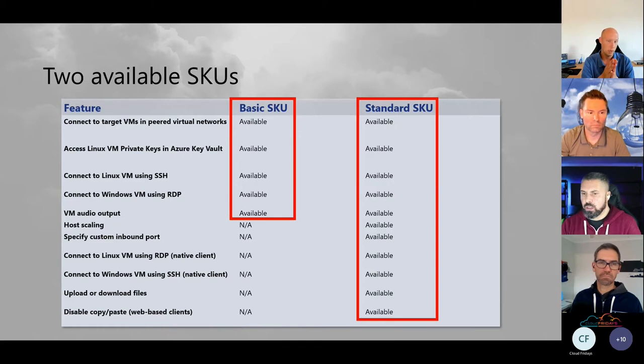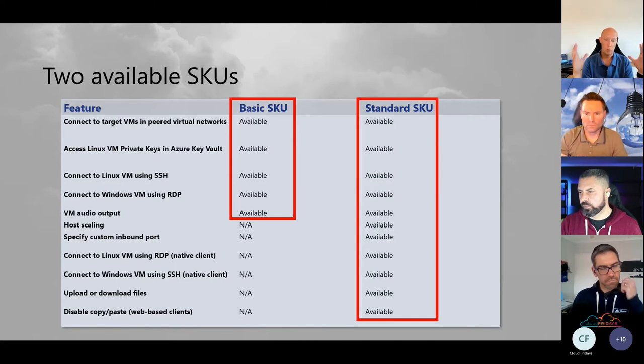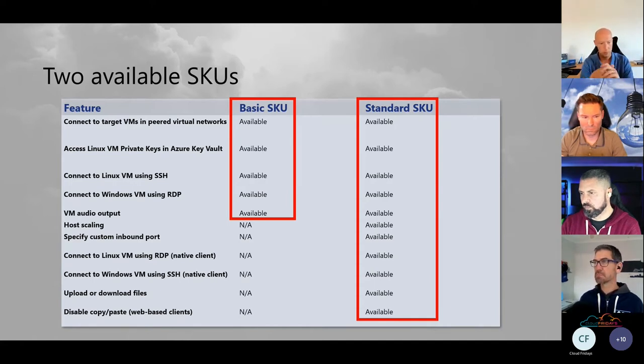So if you require more connections, you can simply scale it out. Also, you can connect from your local device. So if you don't want to use the Azure portal, and you want to connect from your local device, you can scale to the standard SKU and connect to your virtual machines using your local client, but we will dive into that later on as well.